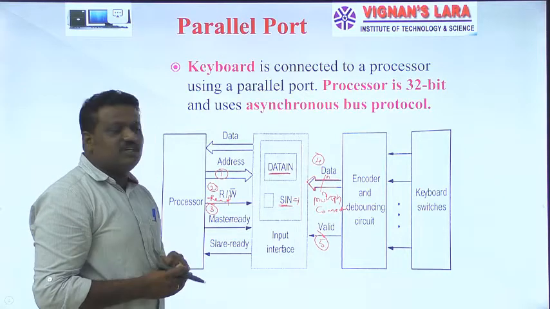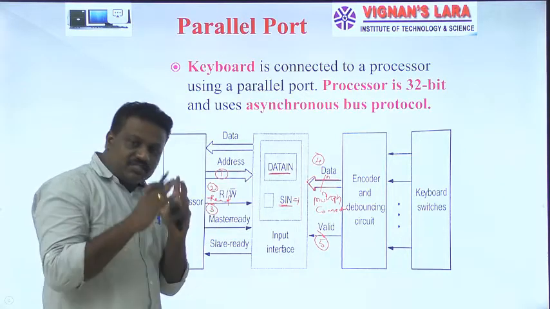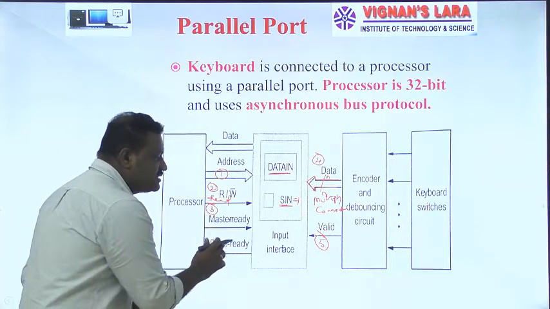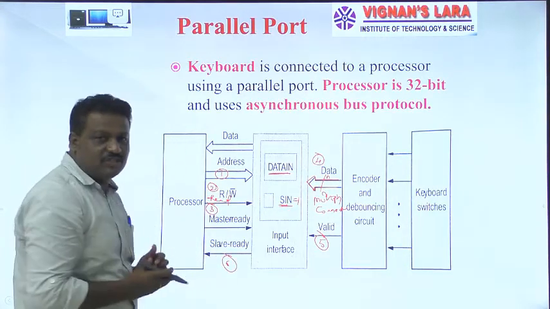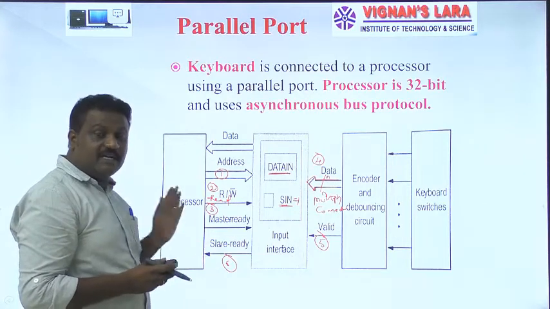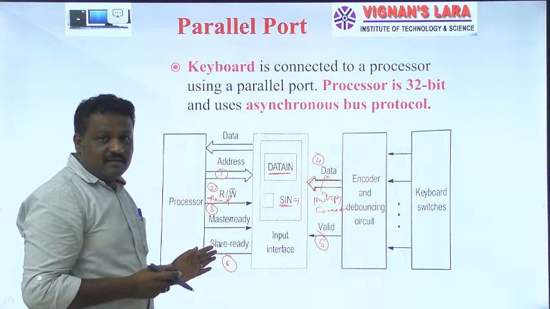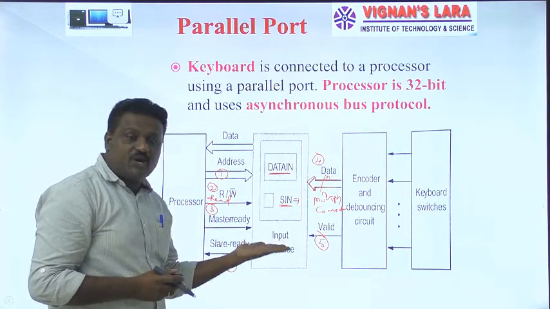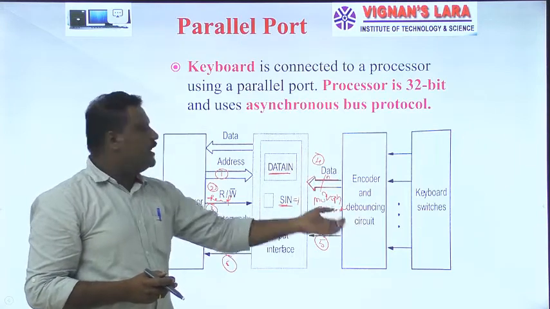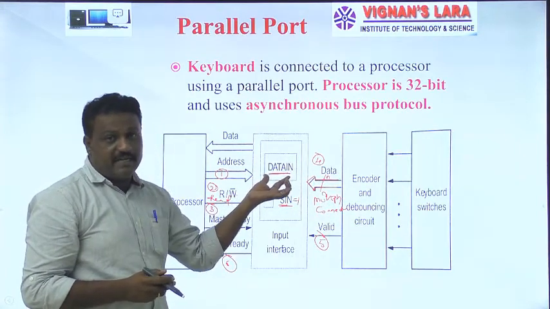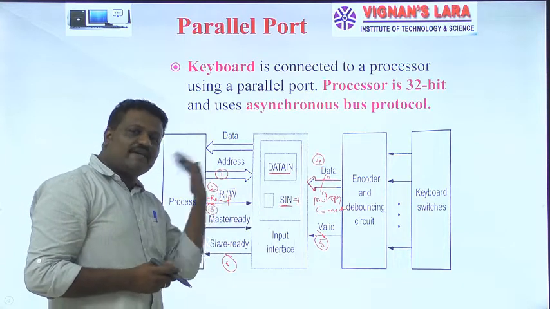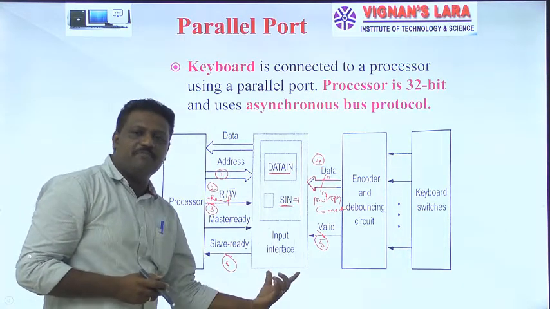Once SIN is set to 1 and the data in register is filled with the data, your input interface activates the slave ready signal as the 6th operation. Once your processor receives this slave ready signal, that indicates that our I/O interface, or input interface, has already gathered the data from the input device. It is there on this data in register. That's why SIN is set to 1. Now I can go and collect the data from this input interface.